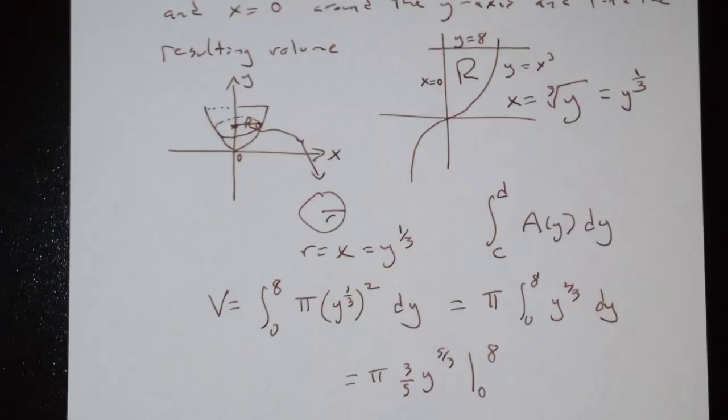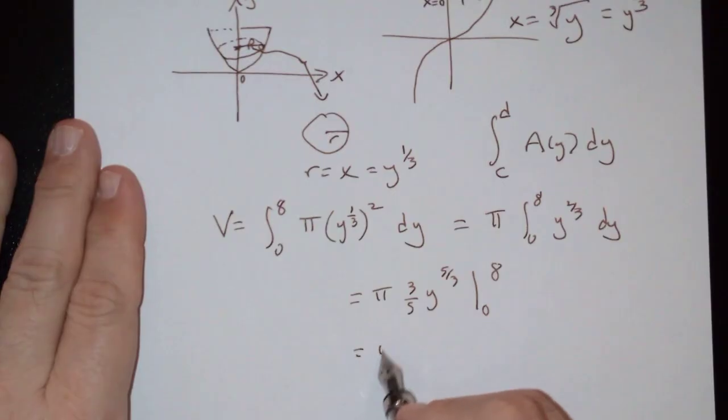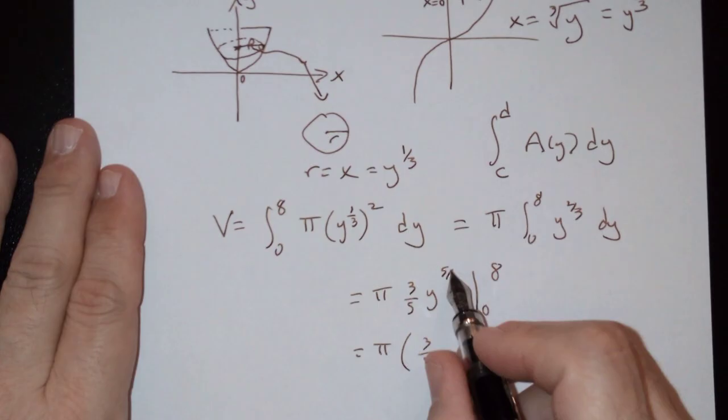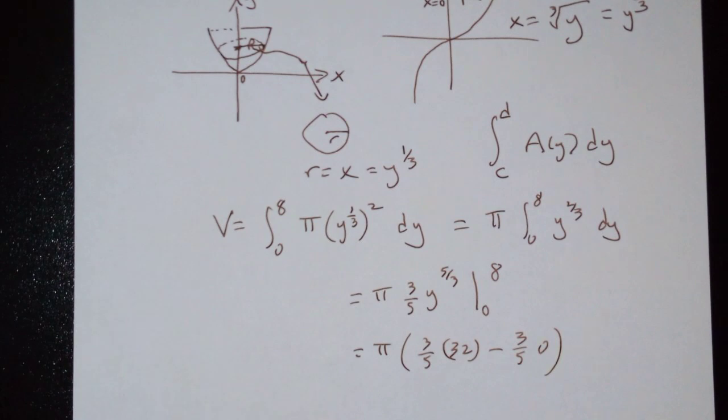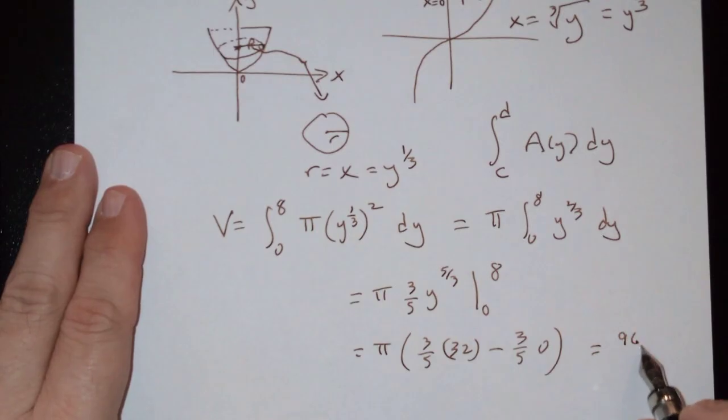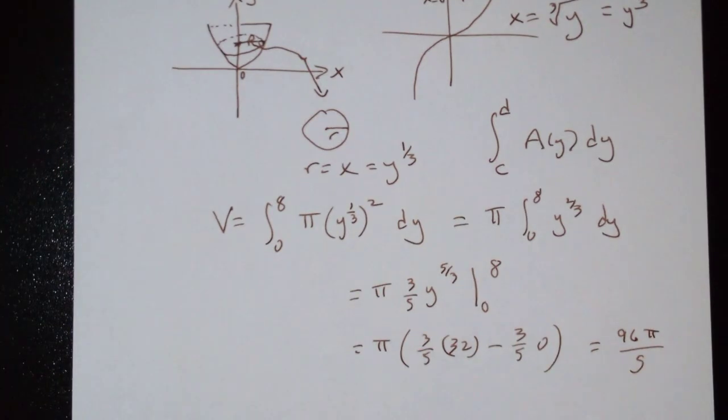A 1/3 power is a cube root, right? What's the cube root of 8? So this is pi times 3/5 times 2 to the 5th minus 3/5 times 0 to the 5th. So I get, what's 32 times 3? 96. 96 pi over 5. Phew.